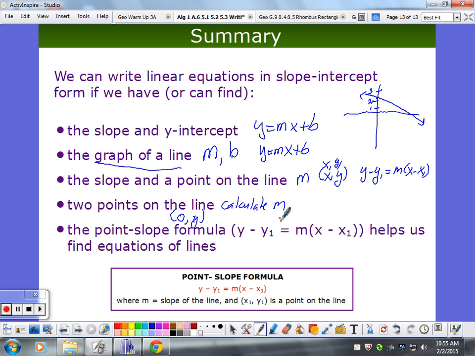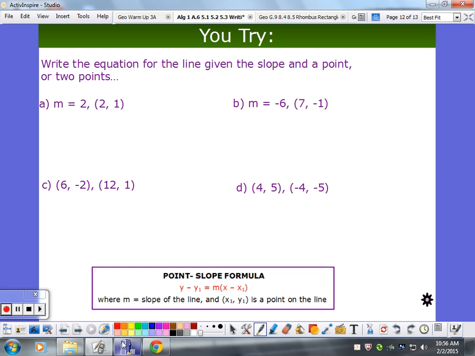So what would I do, Noah? What do I do in this situation, because it's a graph where I can't read the y-intercept? Yes. Find 2 points that you can read, and then it becomes this problem. Calculate your m, use the point slope formula. Excellent question. Make sense?